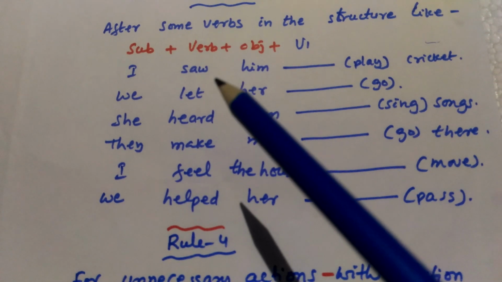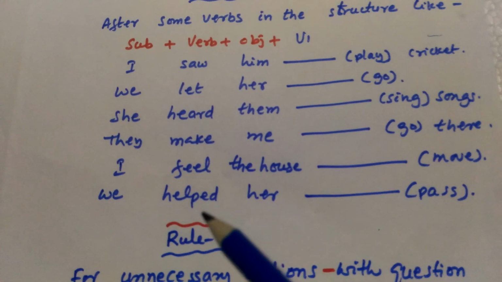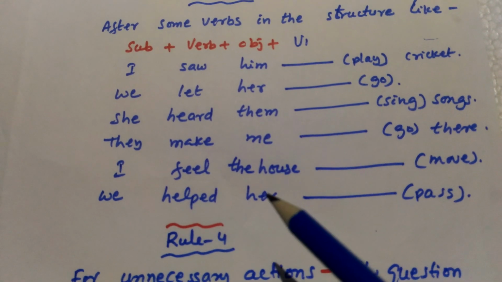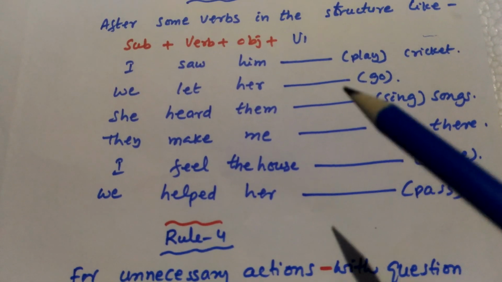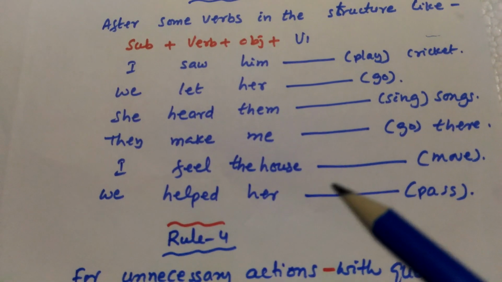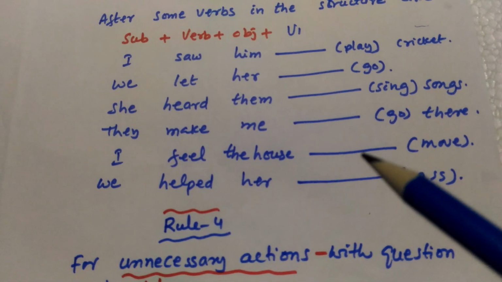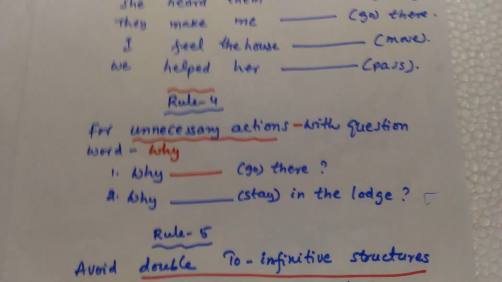So after these verbs see, let, heard, make, feel, help, if object comes, and after object if any verb comes, that will be in verb 1 or base form of the verb. And next let us see rule number 4.